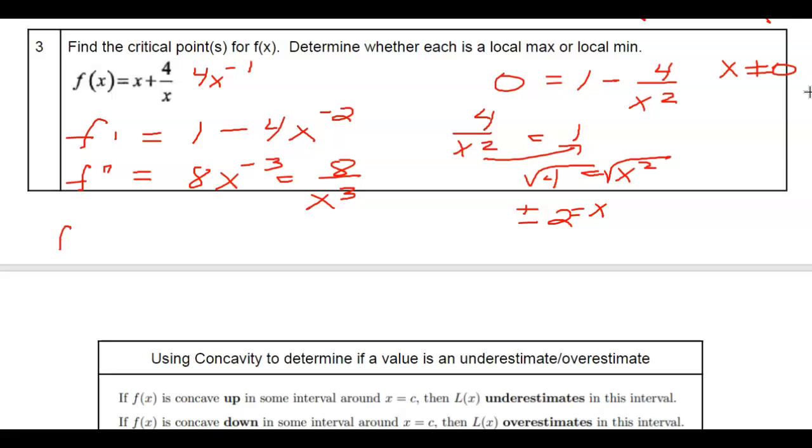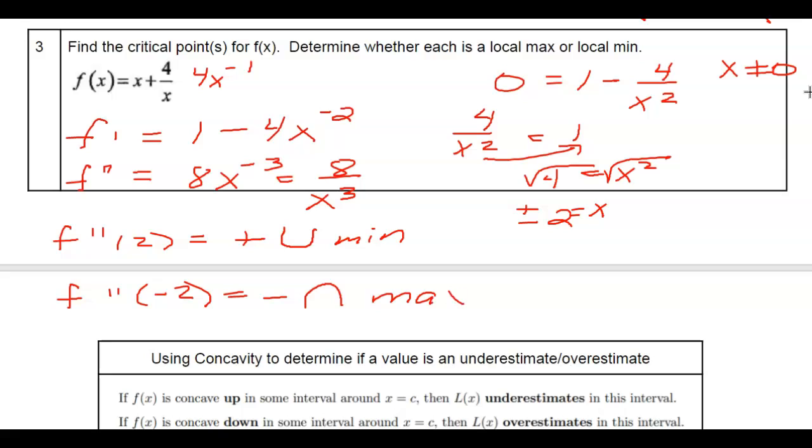So I know f double prime of 2, let's say. Well, 8 over 2 cubed is positive, so we get concave up, so we know that that is a minimum. F double prime of negative 2 would be 8 over negative 2 cubed, which is negative 8, so we get a negative number, which means concave down, and so that's a local max. 0 is not in the domain at all, so I don't need to test it. It's not in the domain, okay? F of 0 does not exist.